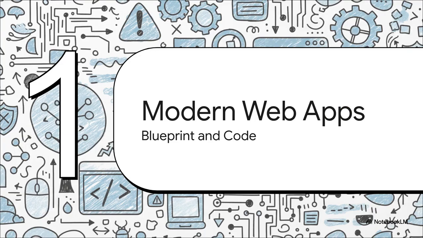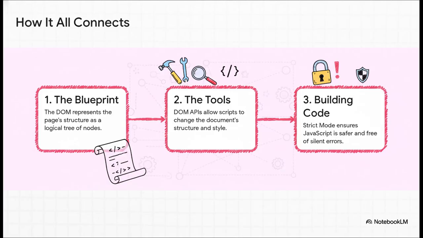So let's connect these two big ideas. The DOM and strict mode aren't just two separate features. They actually work together to form the foundation of modern professional web applications. You can see it's a really clear, logical flow. First, you have the DOM, which acts as the blueprint for the page's structure. Second, you have the DOM APIs, which give JavaScript the tools it needs to edit that blueprint. And third, you have strict mode, which acts as the building code, making sure your script logic is safe, predictable, and free from those sneaky silent errors.